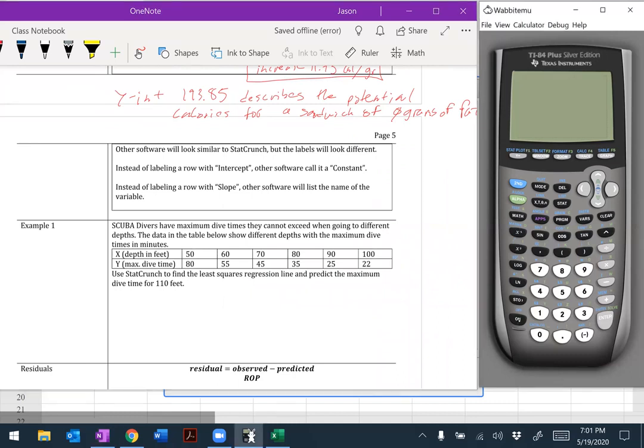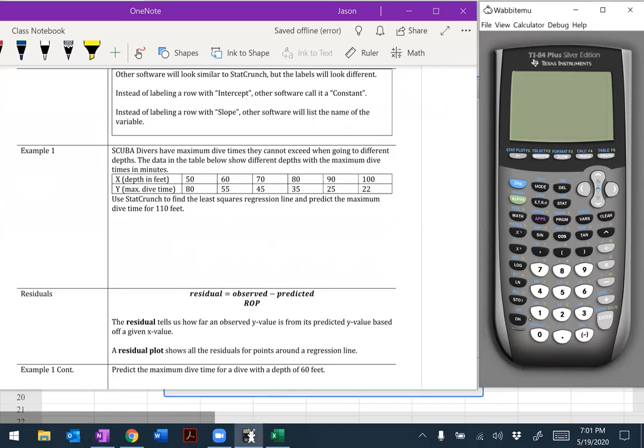Okay, scuba divers. Let's do our scuba dive. Scuba diving with Scuba Steve. Scuba divers have a maximum dive time they cannot exceed when going to different depths. The data in the table shows different depths with a maximum dive time in minutes. Use StatCrunch to find the least squares regression line and predict the maximum dive time for 110 feet.